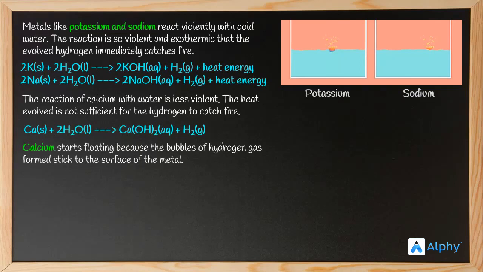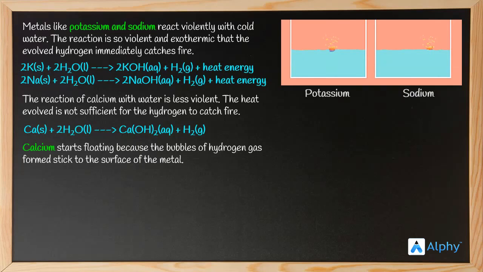So this is another highlight of this reaction, that calcium starts floating because of the bubbles of hydrogen gas. You can see the hydrogen gas forms bubbles, and these bubbles make the calcium metal float, and they stick to the surface of the metal, and thus you can see the calcium metal floating. So do you know any other element such?